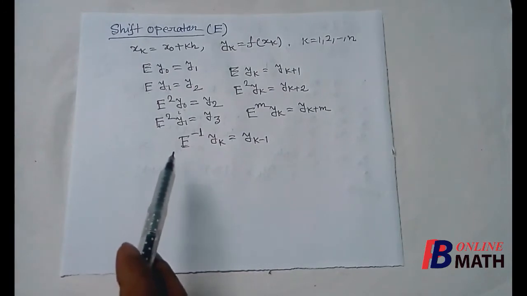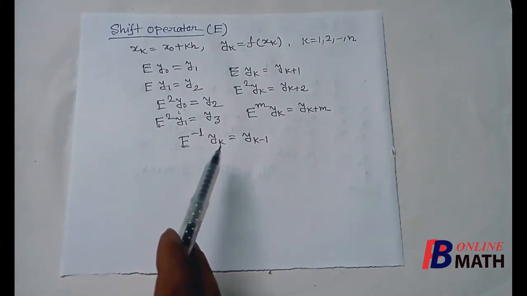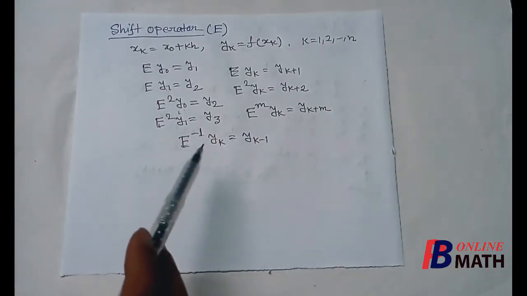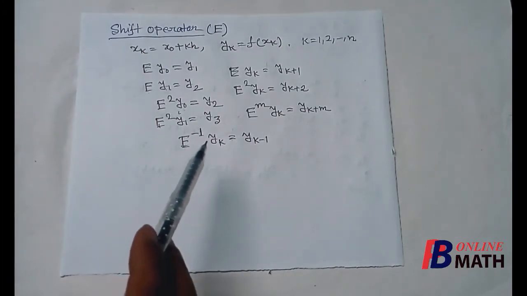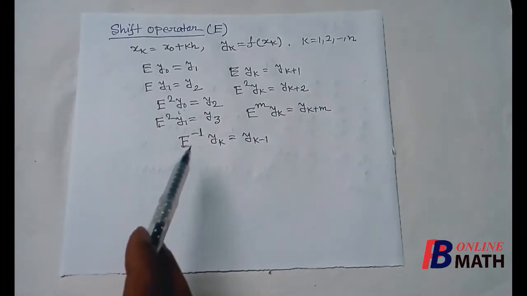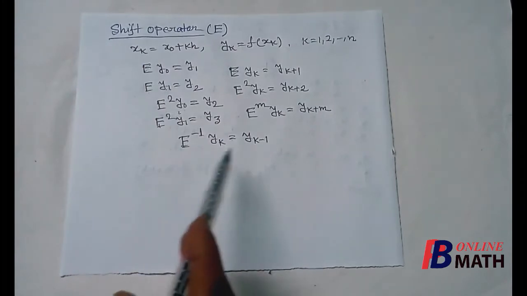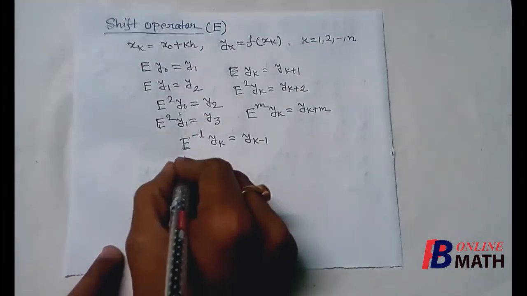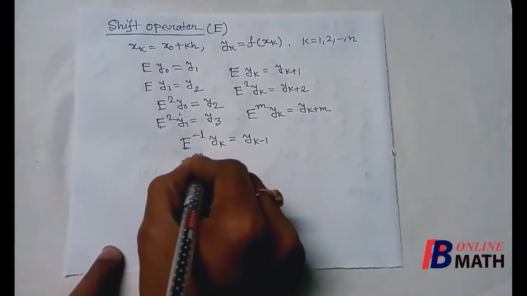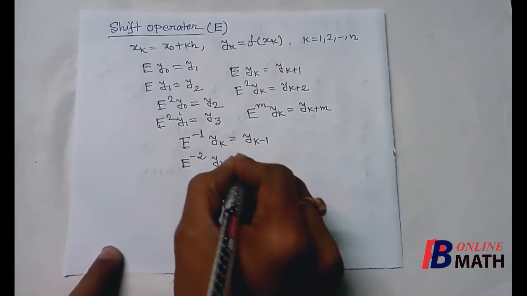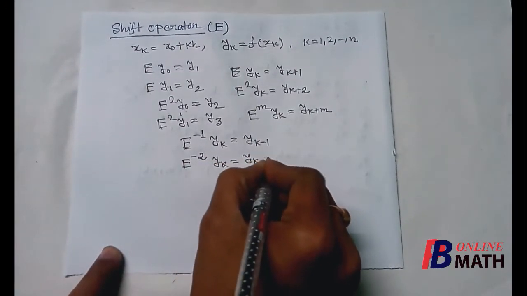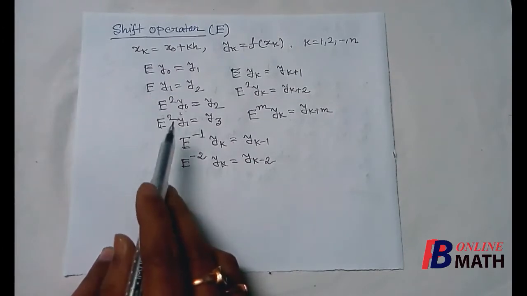Now if we apply E to the power minus 1 on yk, then it becomes yk minus 1. So if we use the negative power of the shift operator, it shifts back to yk minus 1. If we apply E to the power minus 2 on yk, then it becomes yk minus 2. So this operator is called the shift operator.